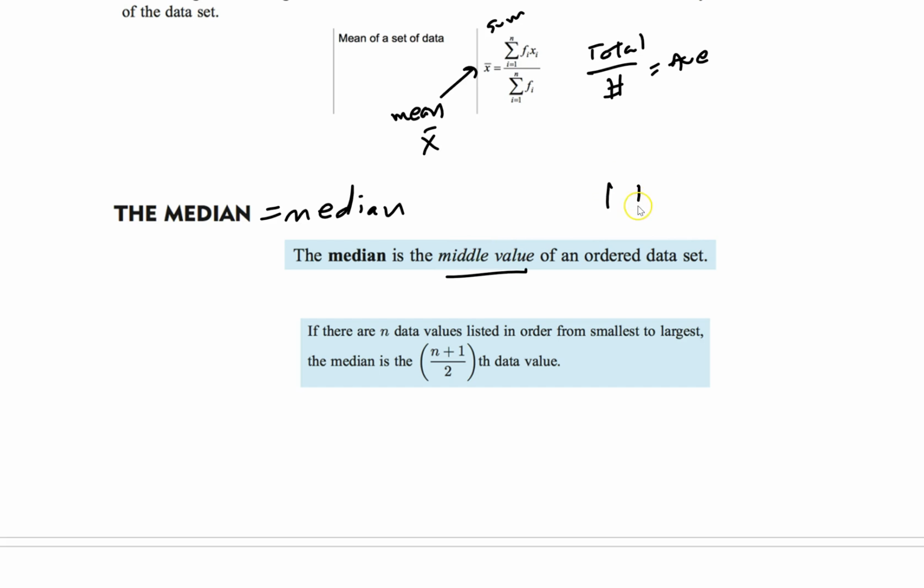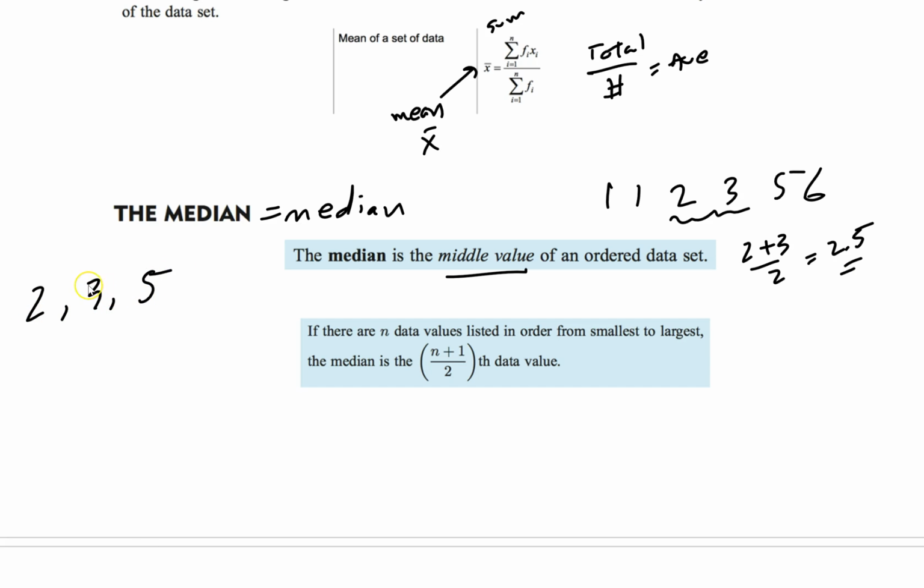So if we have 1, 1, 2, 3, 5, 6, there's 6 things, so there's actually no middle. The middle is in between these two. And when you have it like that, you just average them out. So 2 plus 3 divided by 2 is 2.5. That's the median. If I have an odd number set, like 2, 3, 5, the median will just be 3, the middle number.